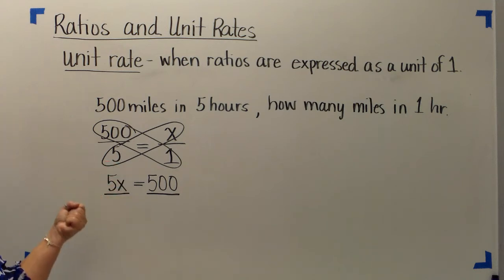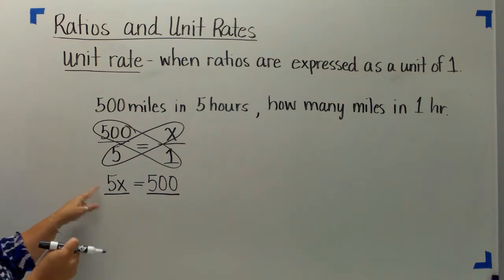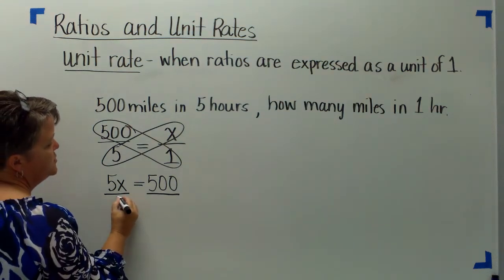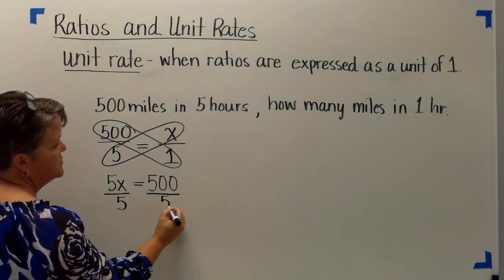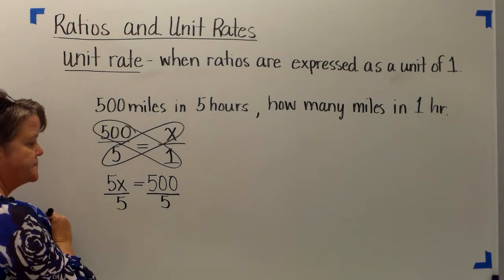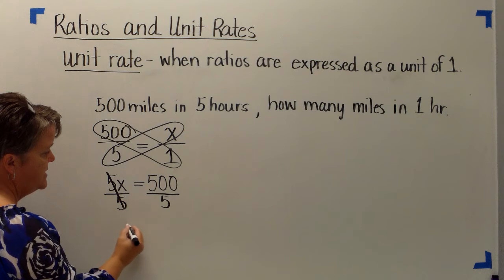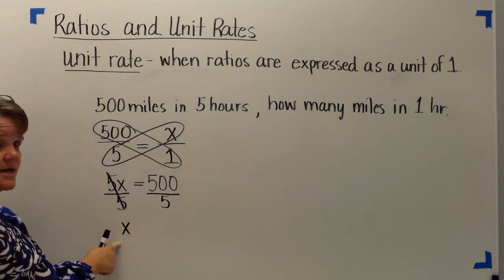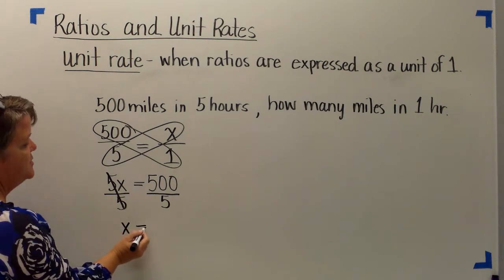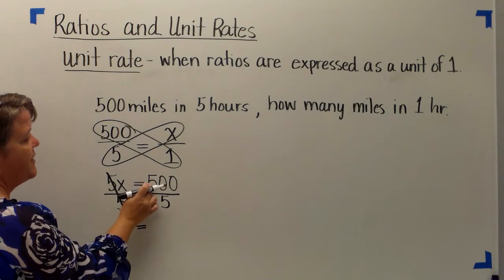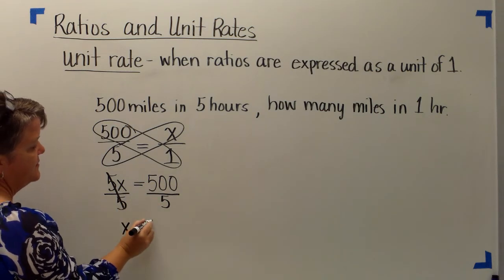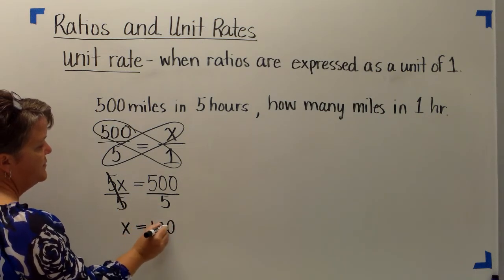To undo multiplication, you have to use division. And we want to get rid of the 5, so what you do to one side, you must also do to the other. 5 divided by 5 leaves you with 1x, x is now by itself, and then you do the division problem here. 500 divided by 5, of course, is 100.